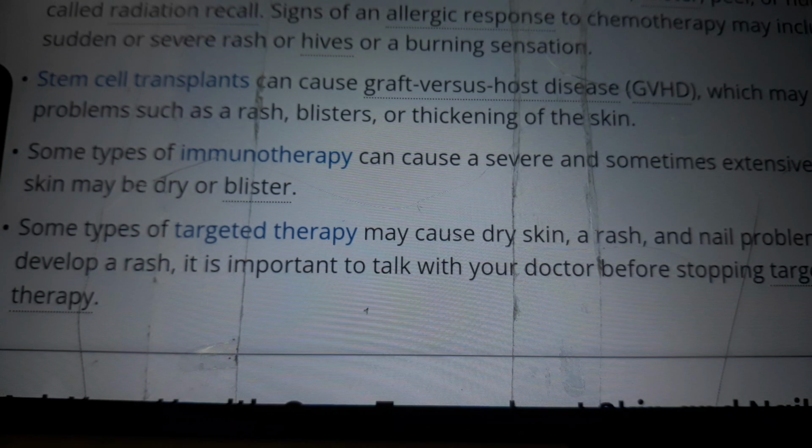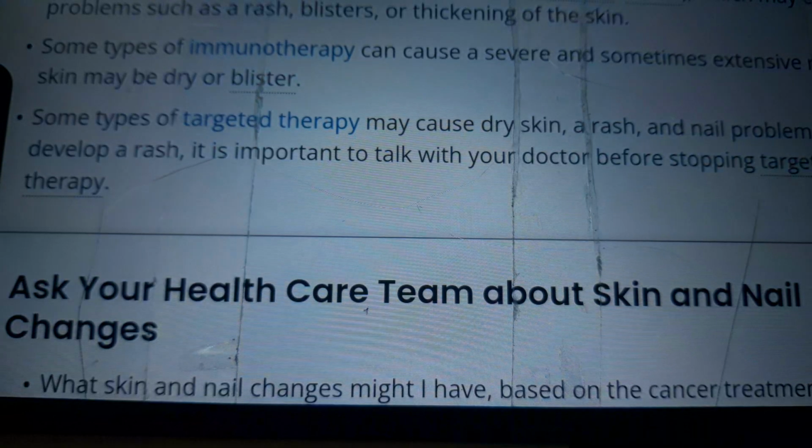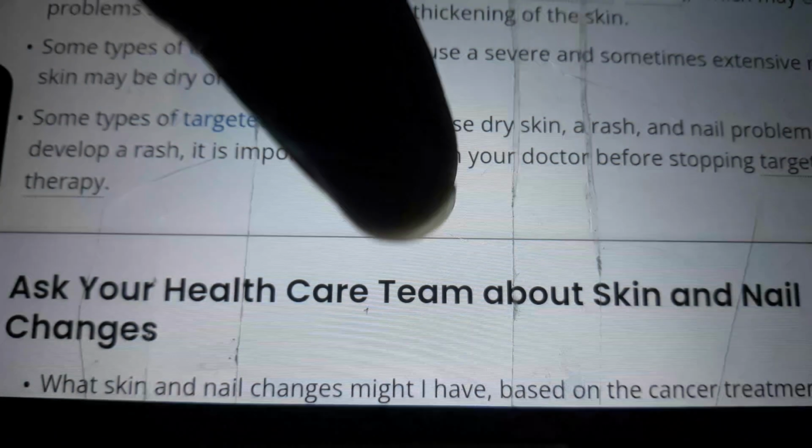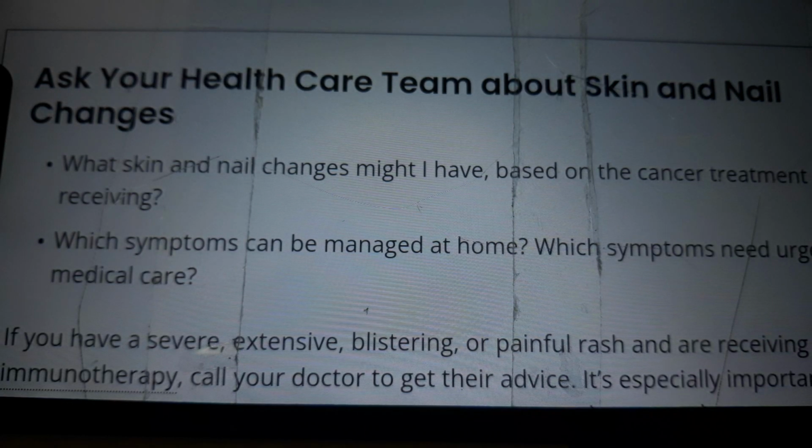Stem cell transplants can cause graft versus host disease, GVHD, which may cause skin problems such as rash, blisters, or thickening of the skin. Some types of immunotherapy can cause a severe and sometimes extensive rash. Your skin may be dry or blister. Some types of targeted therapy may cause dry skin or rash and nail problems. If you develop a rash, it is important to talk with your doctor before stopping targeted therapy. You can ask your healthcare team about skin and nail changes.